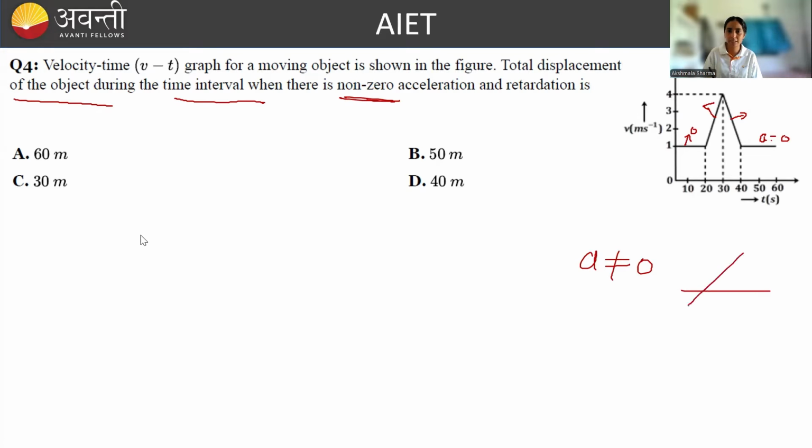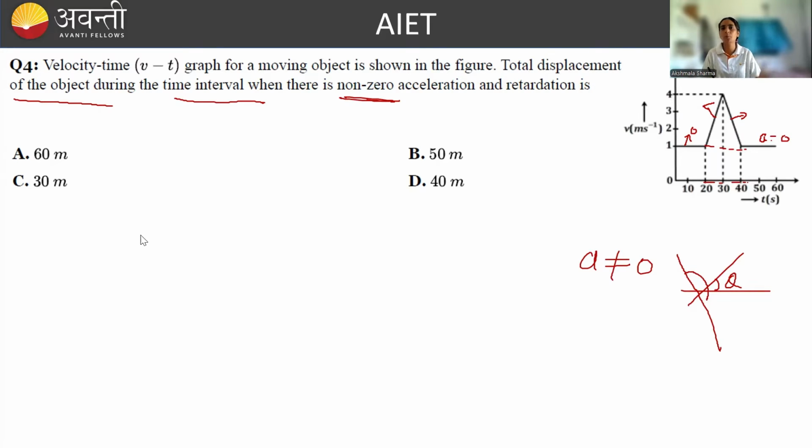So if a line makes an acute angle with the positive x-axis, it is positive slope. And when a line makes an obtuse angle with the positive direction of x-axis, it is negative slope. So in this interval, we have to calculate what? Displacement. Now, in VT curve, how do we calculate displacement?